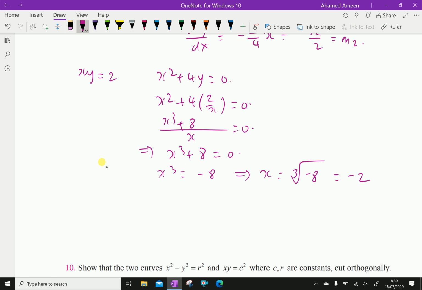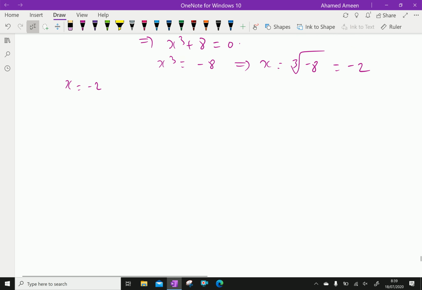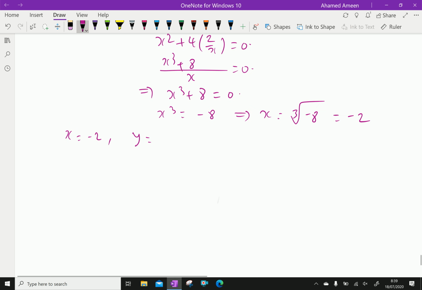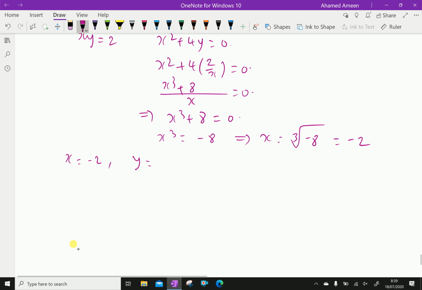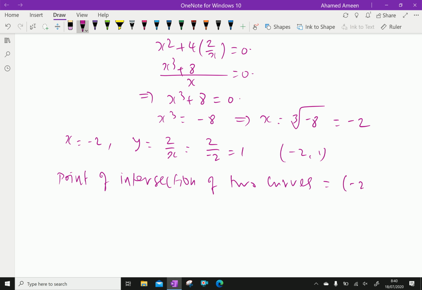Then we put the value x equal to minus 2. We get y equal 2 over x, that is 2 over minus 2, equal to minus 1. Therefore, the point on the curve is minus 2 comma 1. The point of intersection of the two curves, the rectangular hyperbola and the parabola, is minus 2 comma 1.